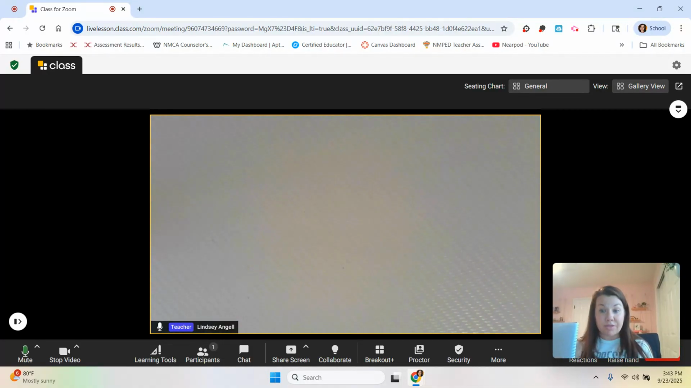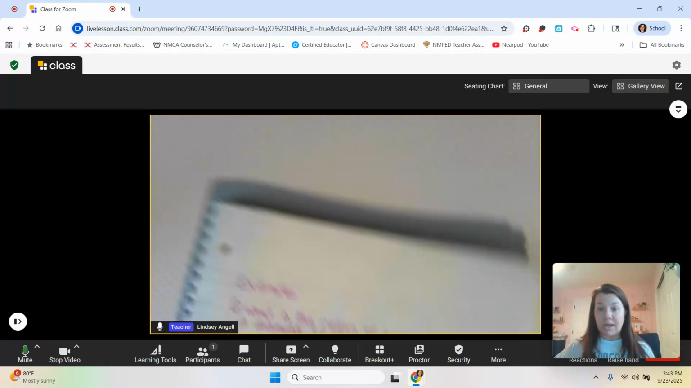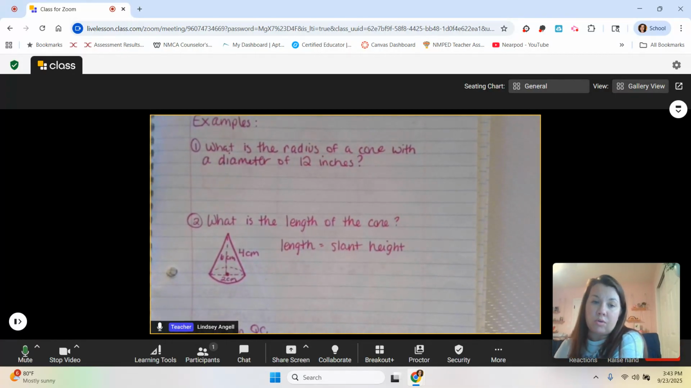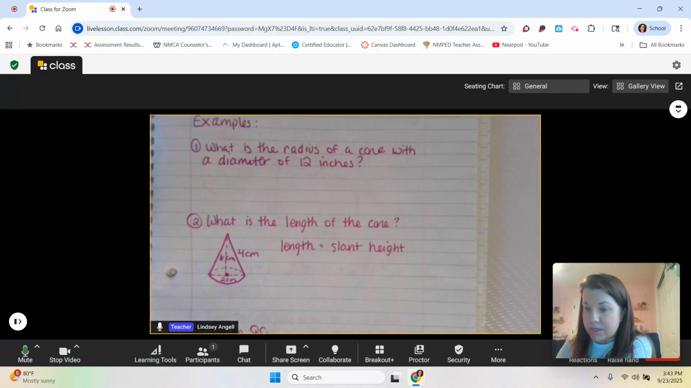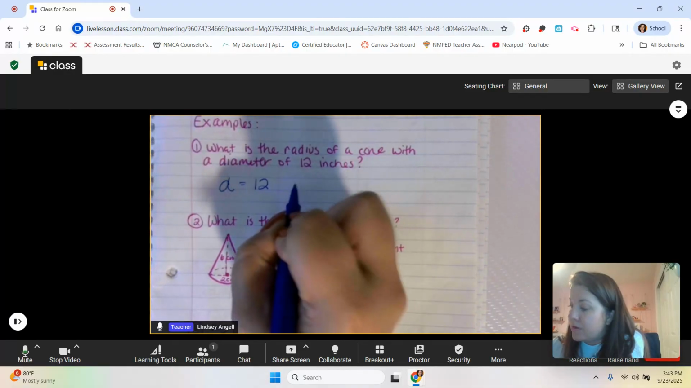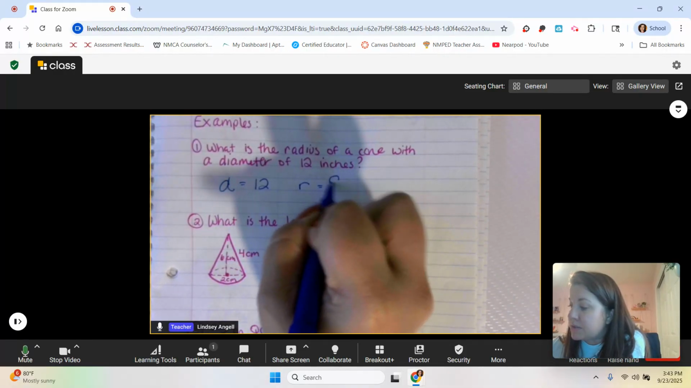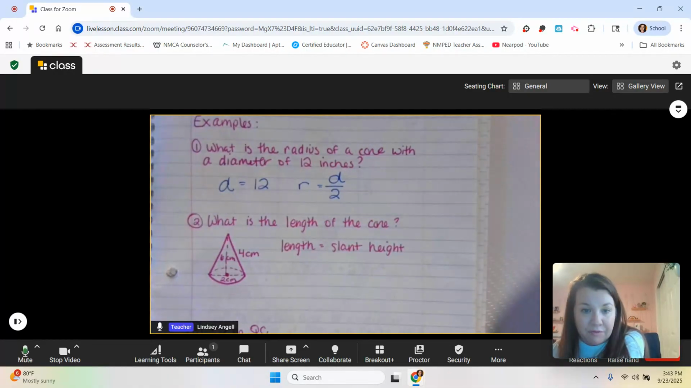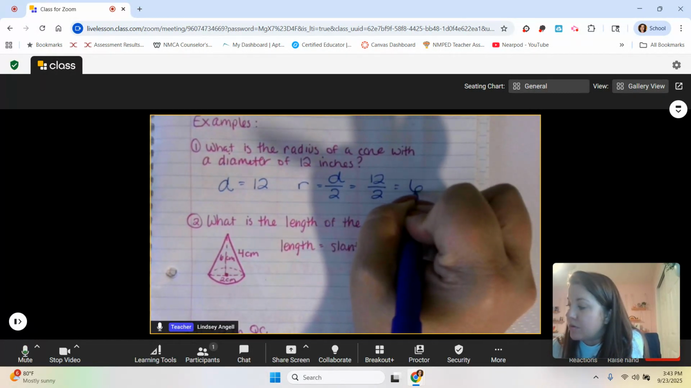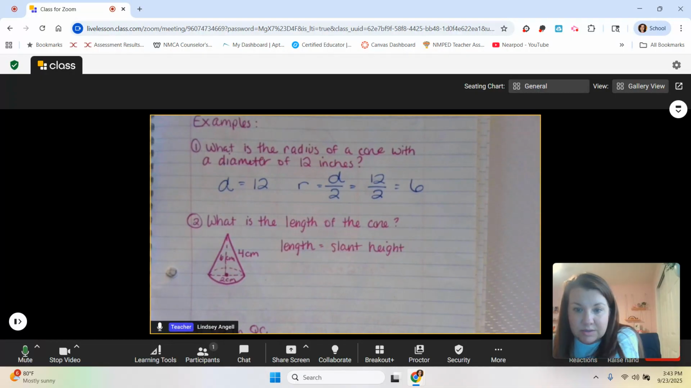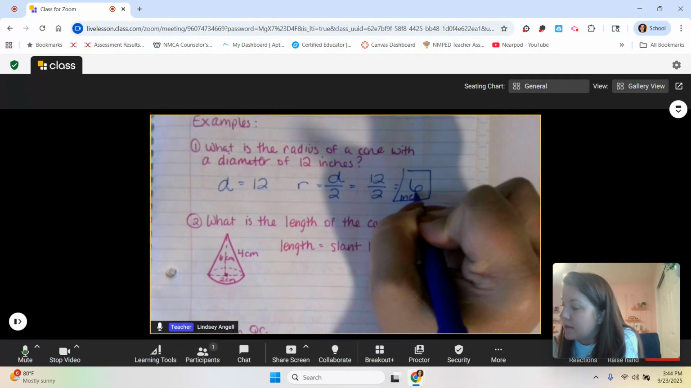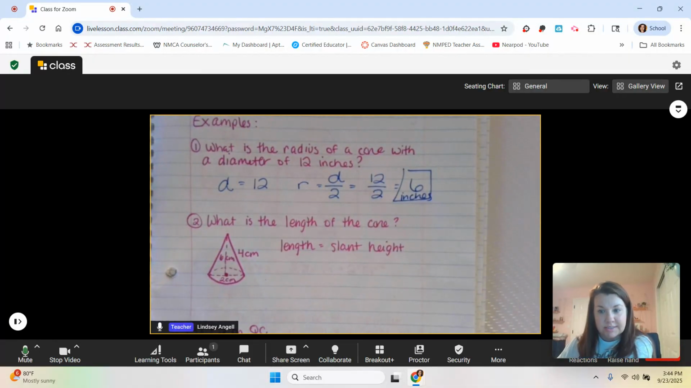All right, I've got three examples for you. This will go pretty quick. Number one, what is the radius of a cone with a diameter of 12 inches? Well, if the diameter is 12, the radius is equal to the diameter cut in half, or in this case, 12 divided by 2, which is 6. Half of 12 is 6, so the radius is 6 inches.